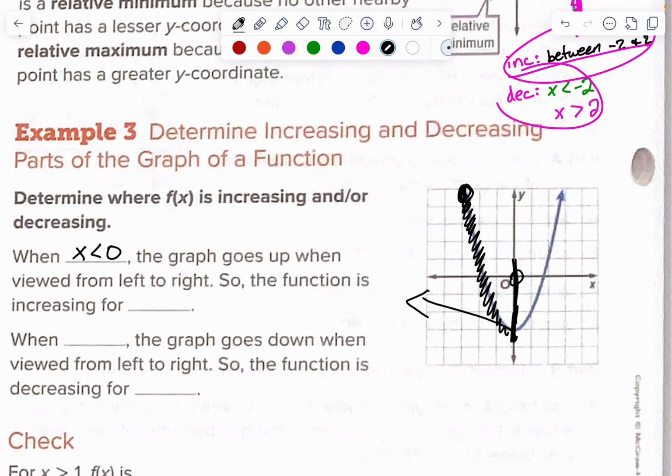Oh, I don't like that. I was doing decreasing first. Decreasing, this goes down here. When x is less than 0, the graph goes down when viewed from left to right. So the function is decreasing for x less than 0.